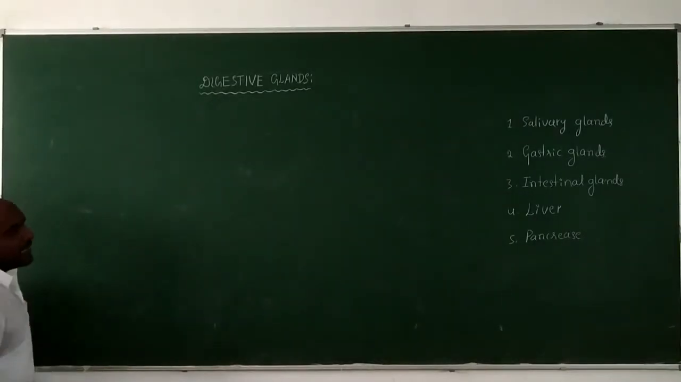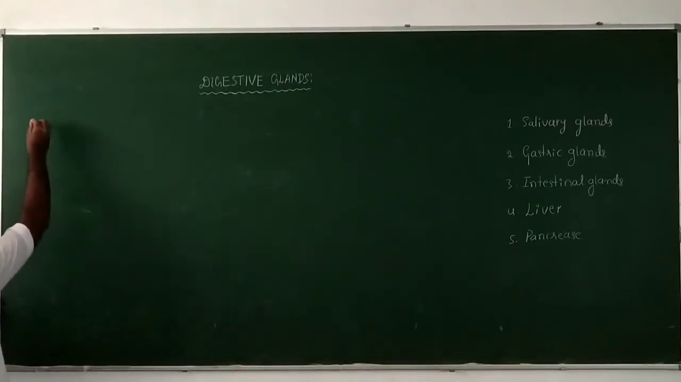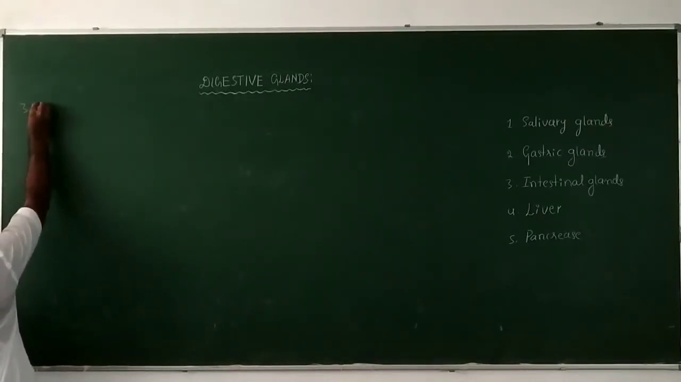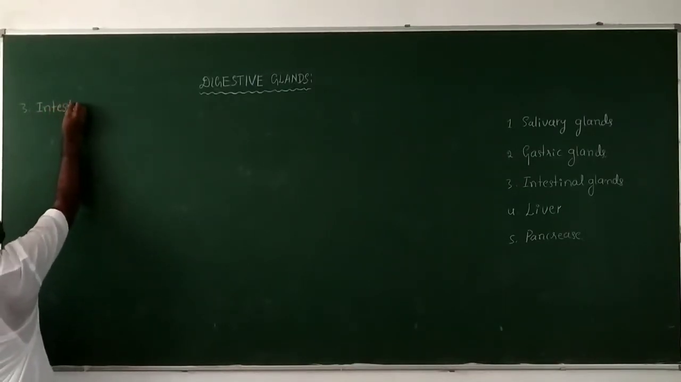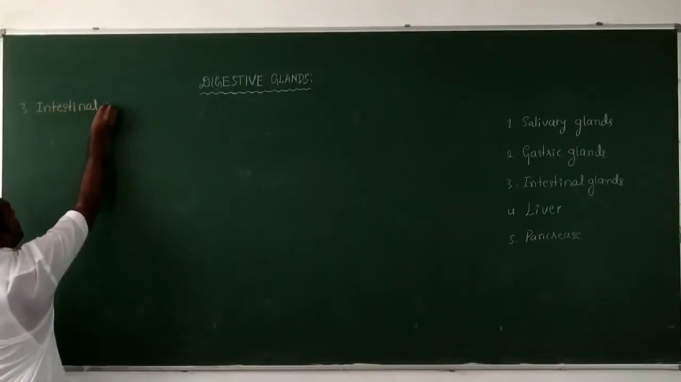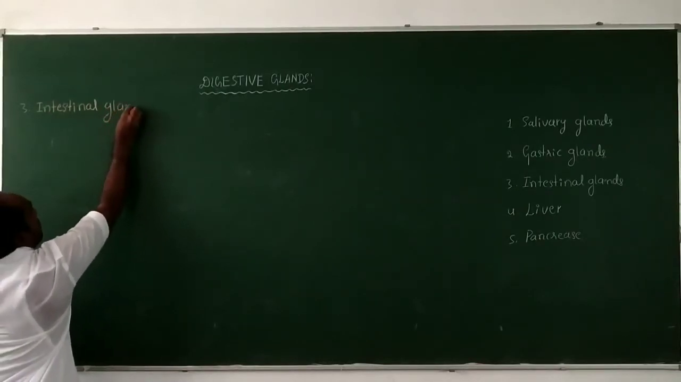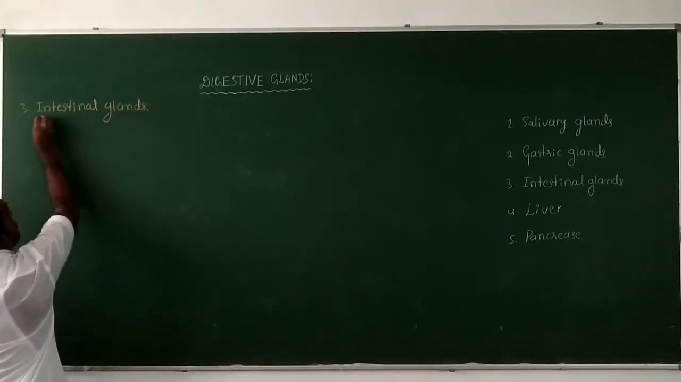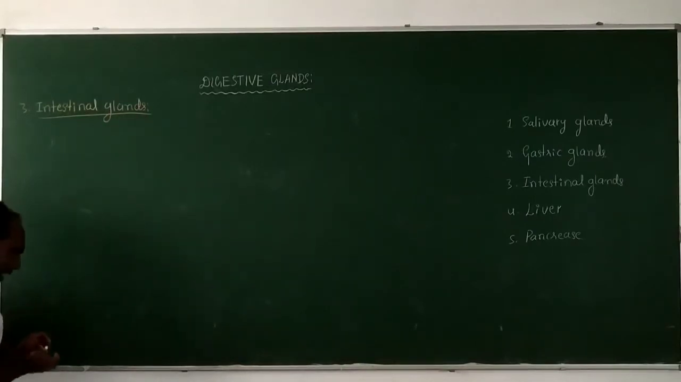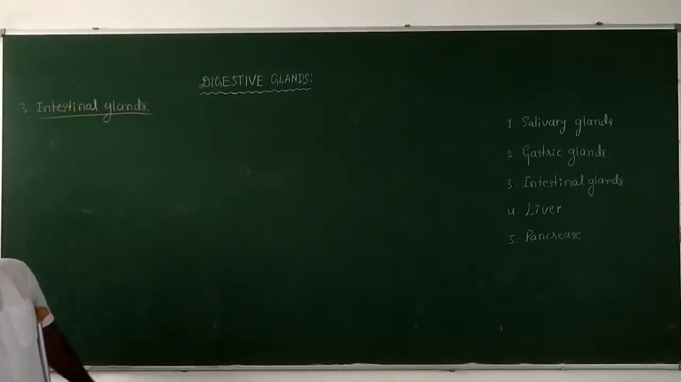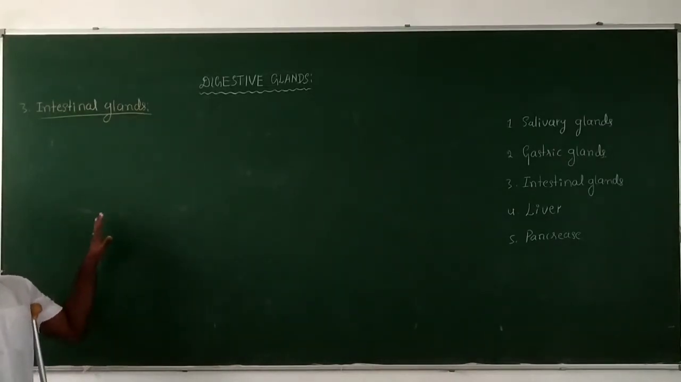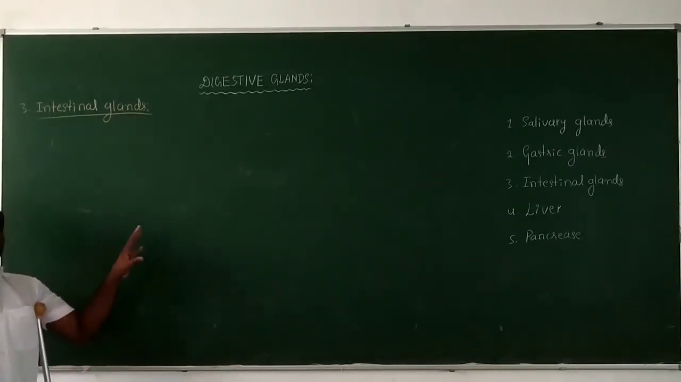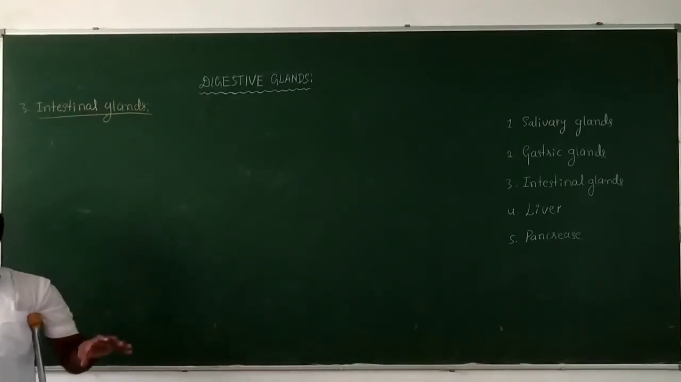Now, the next gland. The third one is intestinal glands. What do you mean by intestinal glands? These are also digestive glands which are present in the small intestine. The digestive glands present in the small intestine are called intestinal glands.